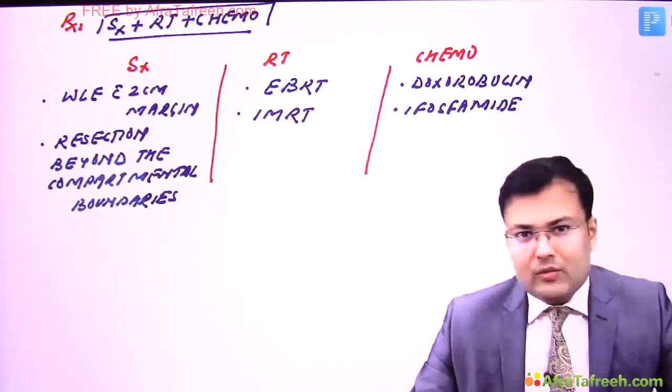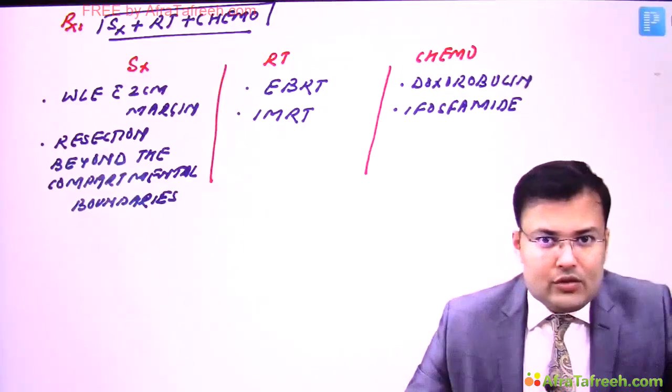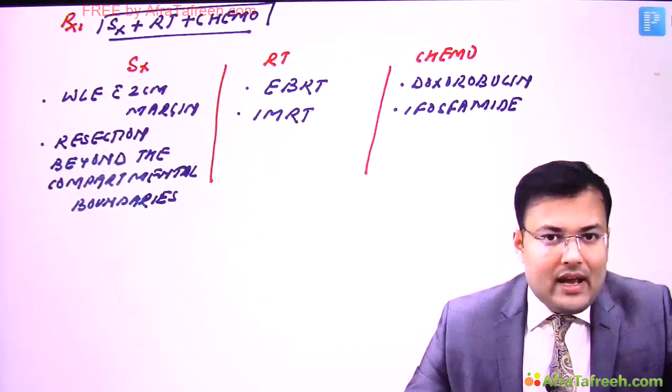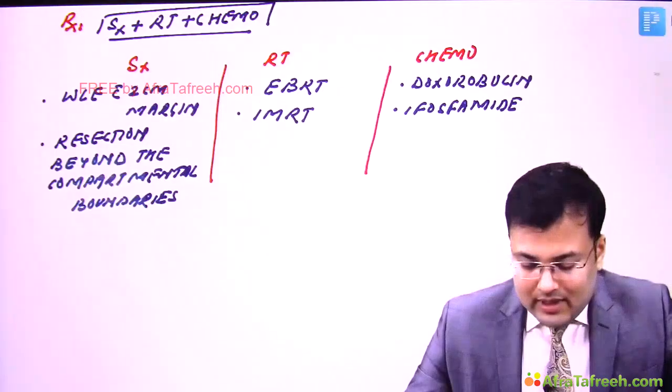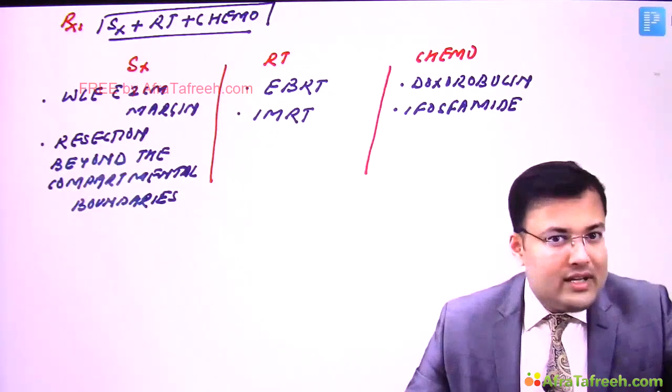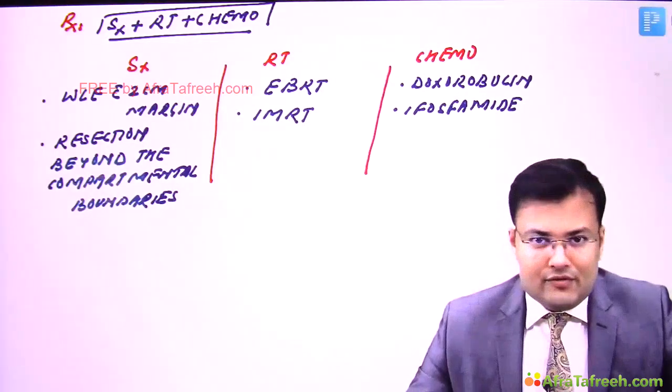Why is soft tissue sarcoma very close to my heart? Because I got a long case of soft tissue sarcoma in my MS exam, and I got the highest marks in long case presentation. Clear? So in soft tissue sarcoma, the most commonly used chemotherapy agents are doxorubicin and ifosfamide.